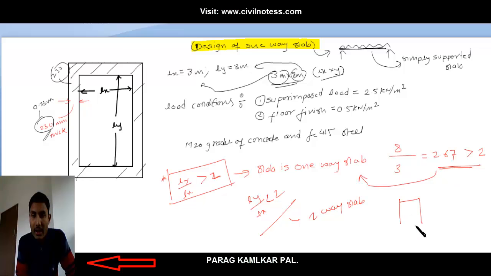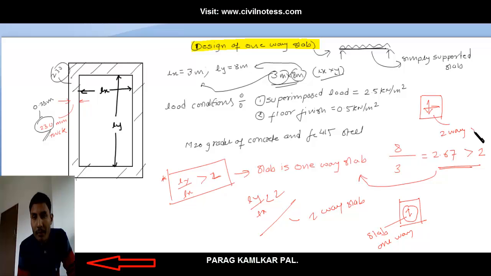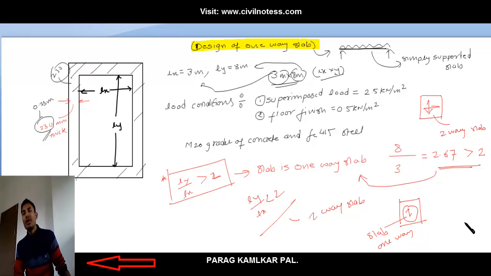Now I'll also show you what exactly. Consider this is your slab. If only this notification is given in the slab, it means that it is a one way slab. If the notification is given in such a manner, then it represents a two-way slab. So this is all about the one way and two way slab.